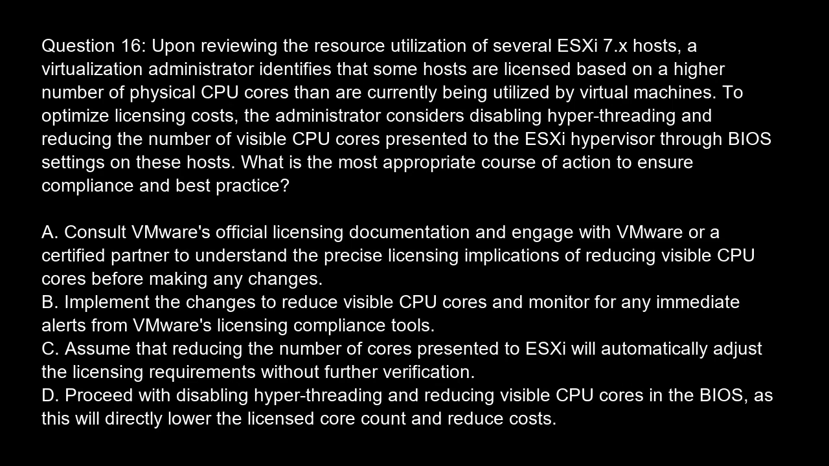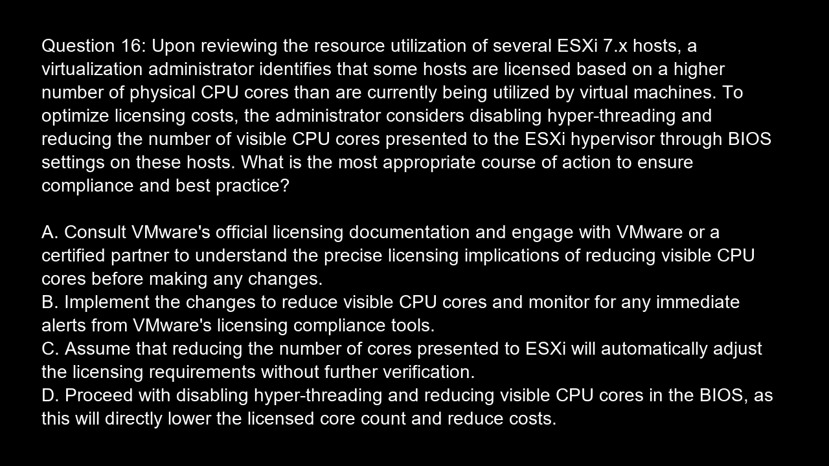Question 16. Upon reviewing the resource utilization of several ESXi 7.x hosts, a virtualization administrator identifies that some hosts are licensed based on a higher number of physical CPU cores than are currently being utilized by virtual machines. To optimize licensing costs, the administrator considers disabling hyperthreading and reducing the number of visible CPU cores presented to the ESXi hypervisor through BIOS settings on these hosts. What is the most appropriate course of action to ensure compliance and best practice?